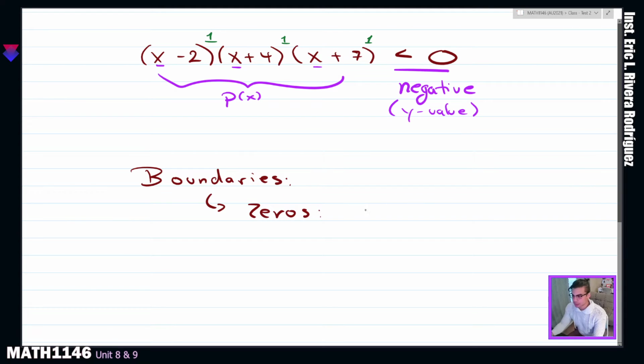We know those zeros are +2, -4, and -7. All right, so that's the first step. Okay, before going to the boundaries, let me reiterate again that this exercise is giving us the factor form of the polynomial. So we don't need to do extra work here, because this is what we want to solve an inequality. On the left side, the factor form of the polynomial, and on the other side, the value of 0.